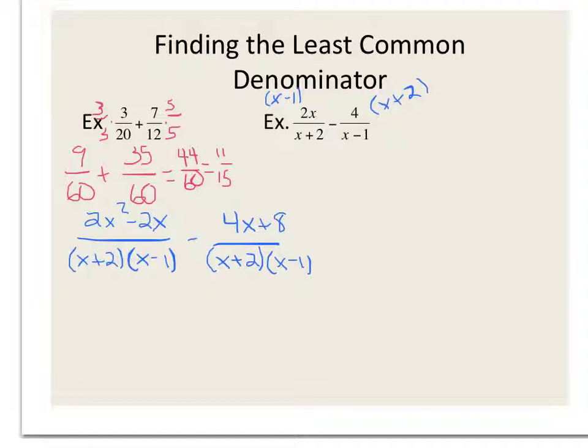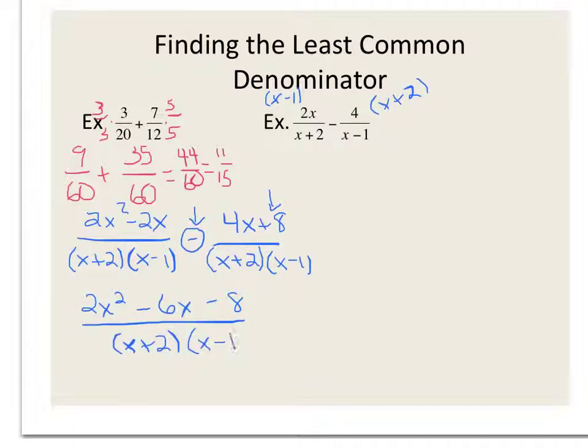Now that I have a common denominator, I can combine the tops. So let's see, I get a 2x squared, that stays where it is. Negative 2x minus 4x is negative 6x. And then I have minus 8. And then your denominator, I'm going to leave for right now as x plus 2, x minus 1. Now the reason I'm doing that is because hopefully later I can factor things and cancel things out. So I might as well leave it in factor form.